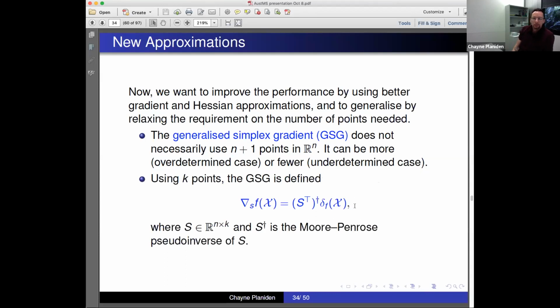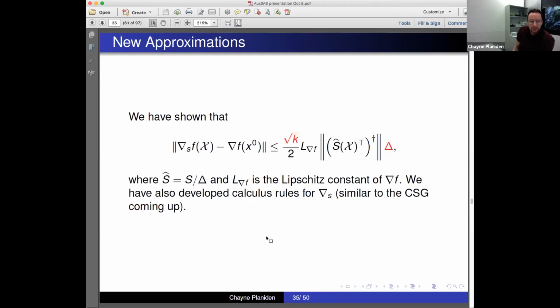You define the generalized simplex gradient like this. Instead of using the matrix S, we can't anymore because it's not square, because k is different from n. So we now have to use the Moore-Penrose pseudo-inverse of S instead of the actual inverse, because there is no inverse to a non-square matrix. Everything else is defined the same, except that we're now using the pseudo-inverse instead of the inverse.